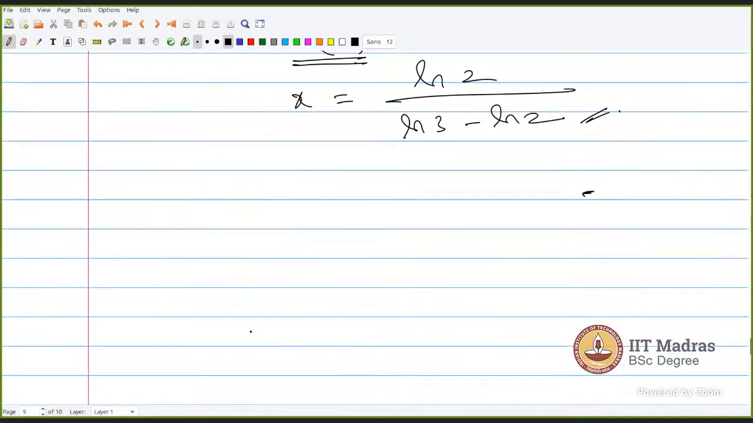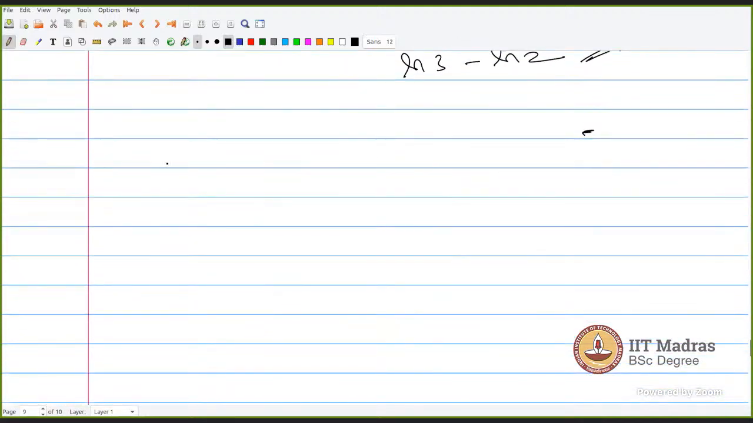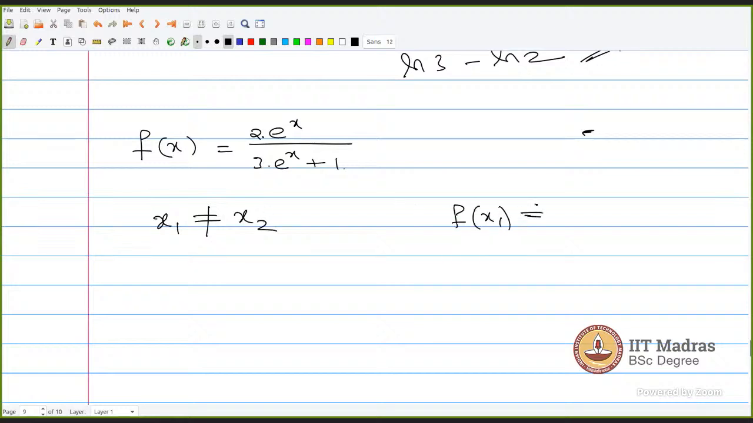Some value will change. How you prove it is, as we have gone past one-to-one functions, we have f of x given to you as 2 times e power x over 3 times e power x plus 1. Now, how we prove one-to-one is, I take x1 not equal to x2. I should get f of x1 not equal to f of x2. So if my inputs are different, my outputs should be different. The same thing I can also prove like this: if f of x1 is equal to f of x2, if my outputs are same, that means my inputs are same.